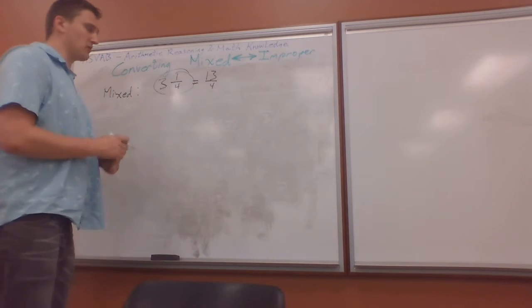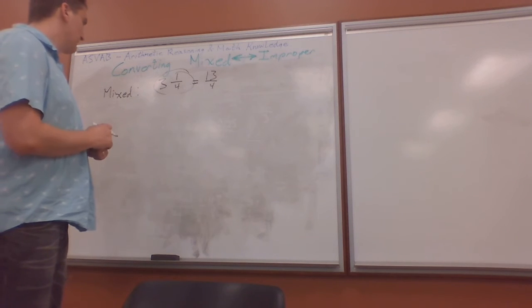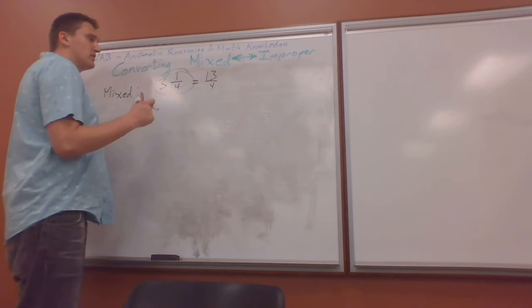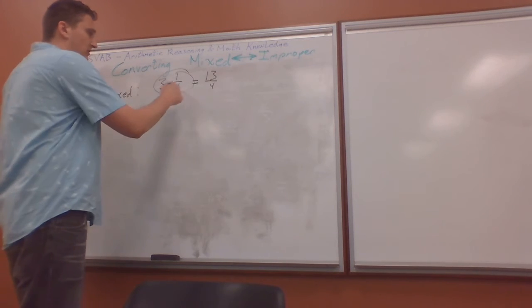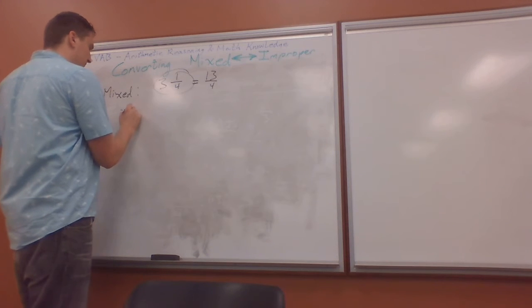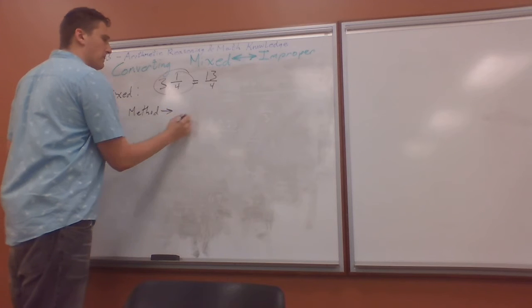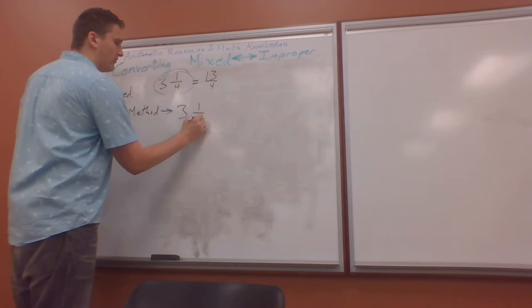This video is going to be pretty short. I'm not going to go over too many of these examples, but I will give you some practice problems on it. All right, so here's what I want us to do. 13 over 4 is what we got here. Here's the method. We have 3 1/4.